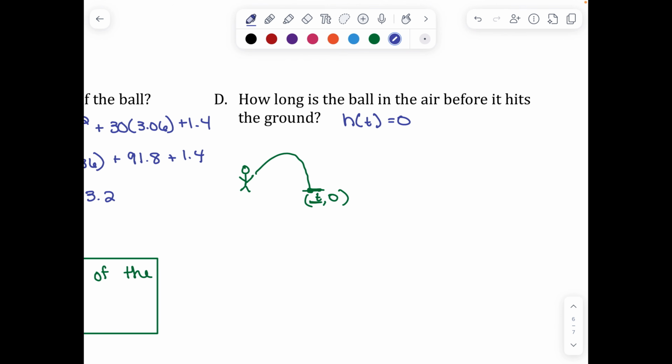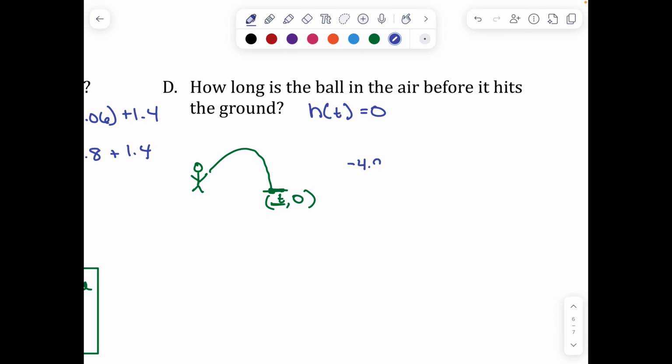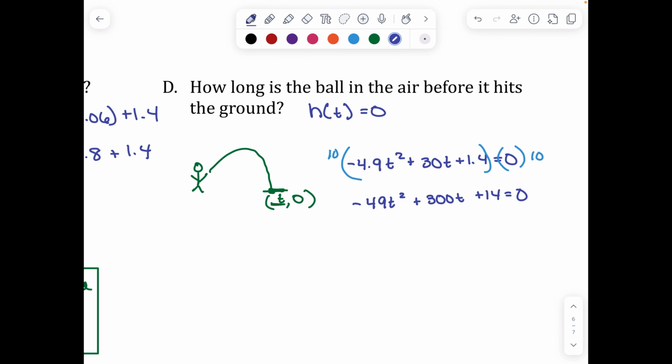So I'm going to go ahead and set negative 4.9 t squared plus 30t plus 1.4 equal to 0. And so we don't have to deal with decimals throughout this whole thing, let's go ahead and multiply this whole thing by 10. That'll allow us to get rid of the decimals. So I have negative 49t squared plus 300t plus 14 equals 0. So I know that's not factorable, and even if it was, it looks pretty yucky to factor. So let's go ahead and solve using quadratic formula.